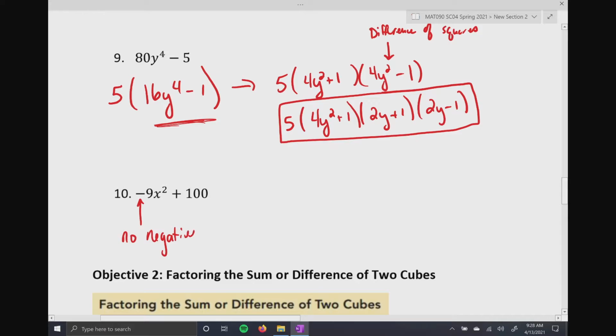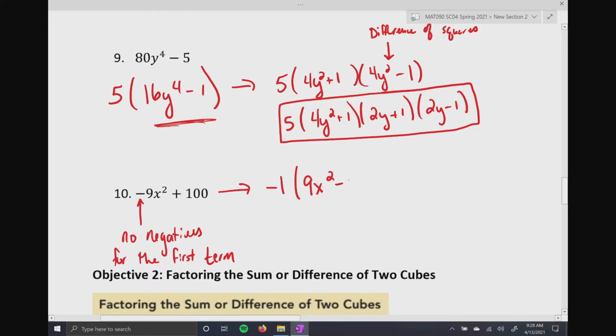We don't like negatives on our first term. Okay? So we always factor out a negative, because right now this looks like it cannot be factored. Looks like it. But what we're going to do is factor out a negative 1.